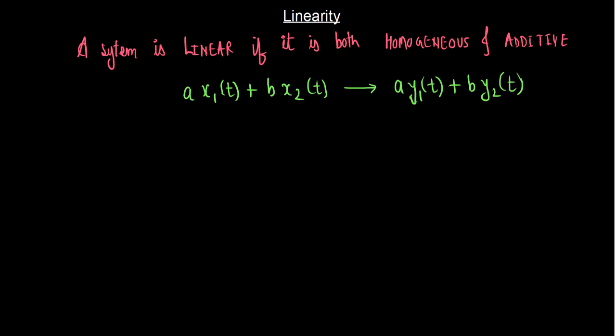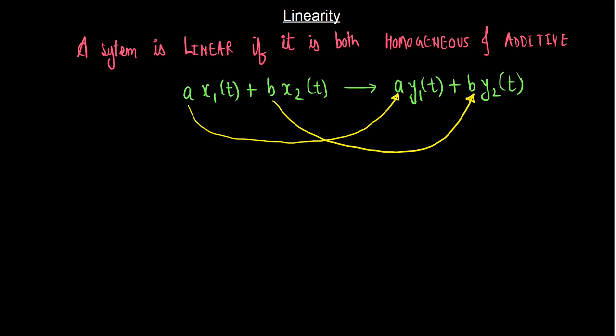Here you may see that we are giving the input as scaled and added versions of the individual inputs x1 and x2. And at the output, we expect the same scaling factors a and b. So the factor by which y1 is getting scaled and the factor by which y2 is getting scaled is the same as that of the input scaling factor. So here both the homogeneity and the additivity are taken care of.